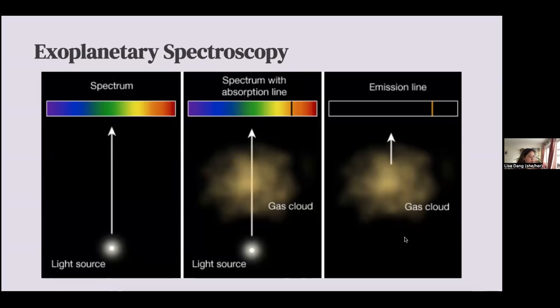On the other hand, if you don't have a light source, so you're only observing whatever is emitted from the gas cloud, you will also see this emission line here. Rather than seeing the whole spectrum, you're only seeing what the gas cloud is emitting. So now I've talked about absorption and emission, and we'll see them again in the next couple of slides.